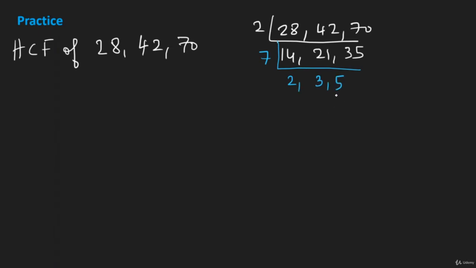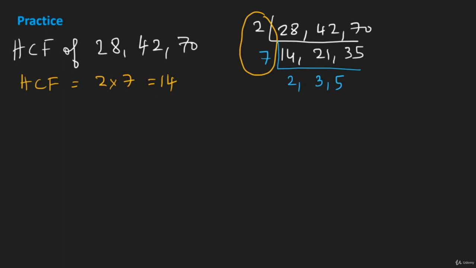Now, from 2, 3, 5, is there anything that I can take out, any common factor? No, except from 1, there's no other common factor among 2, 3 and 5. Therefore, my HCF is 2 into 7, which is 14.